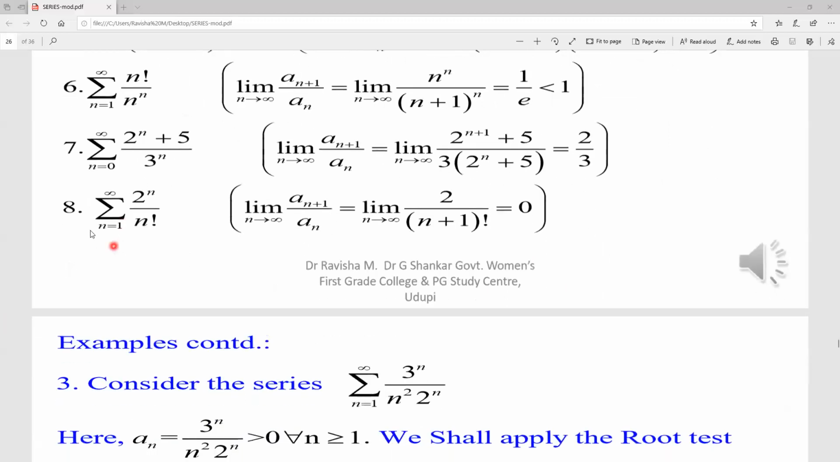Let us take the eighth problem. The sum from n equals 1 to infinity of 2 to the power n by n factorial. This series has a factorial, therefore the ratio test is suitable. Take the ratio of the (n plus 1)th term and the nth term. After simplifying, we have the limit as n tends to infinity of 2 by (n plus 1). The denominator is bigger than the numerator, so when n increases, it goes to 0. That is L, and L is less than 1, since 0 is less than 1. Therefore, the series is convergent by the ratio test.